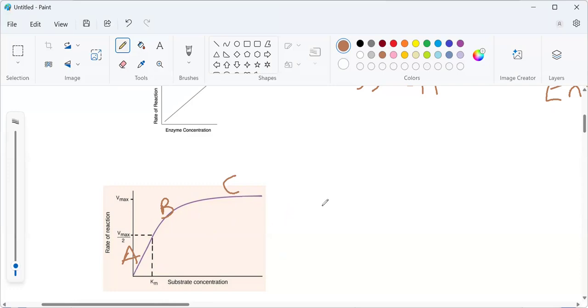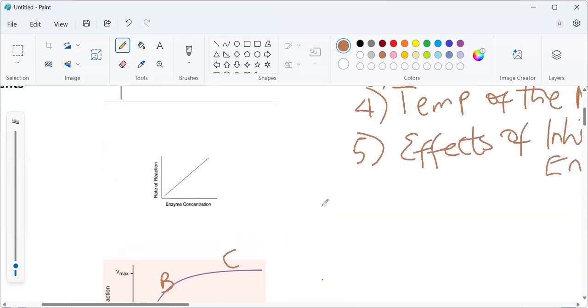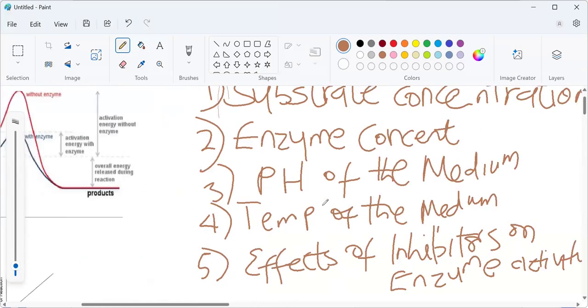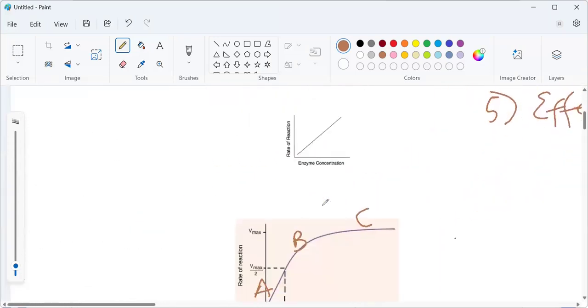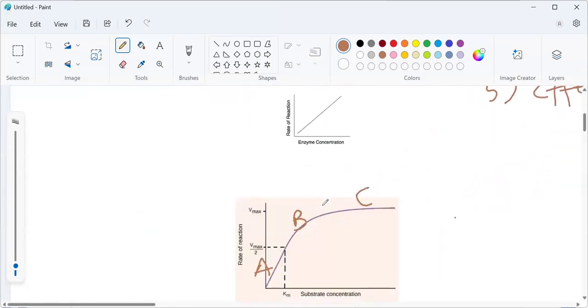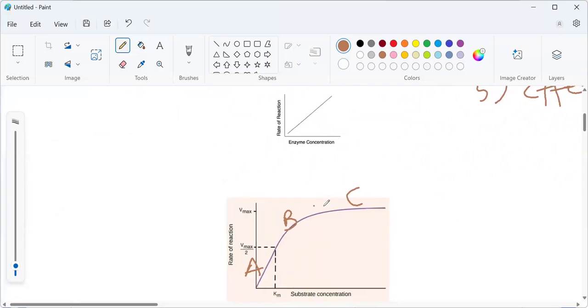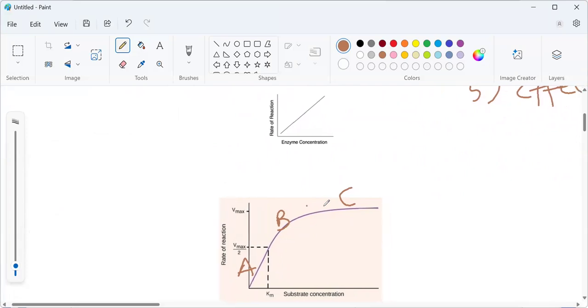If we look at the next one, enzyme kinetics and the Km value, which is the Michaelis-Menten constant.